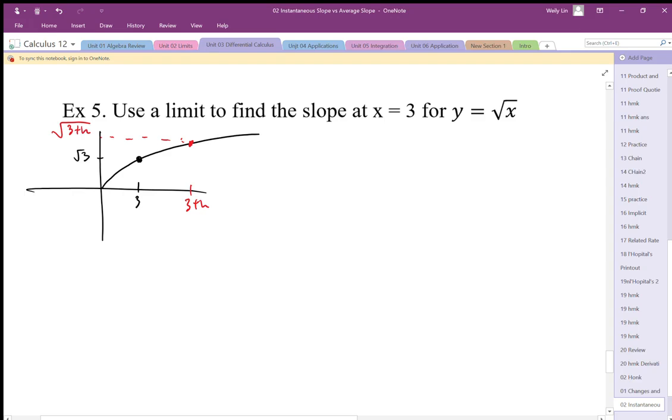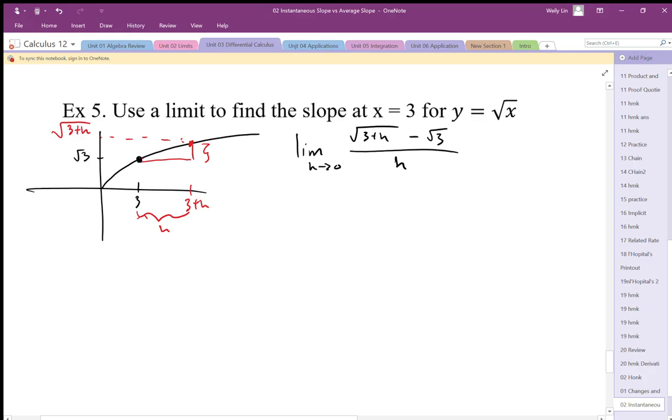Okay, so there's my rise and run. There's my run, that's going to be h. And the rise is going to be the difference between those two coordinates. And I need to set this up with a limit, because I'm going to end up dividing by 0. So limit as h goes to 0, it's going to be square root of 3 plus h minus square root of 3 all over h.